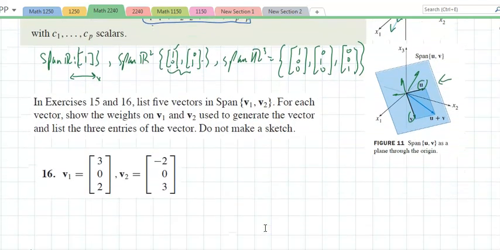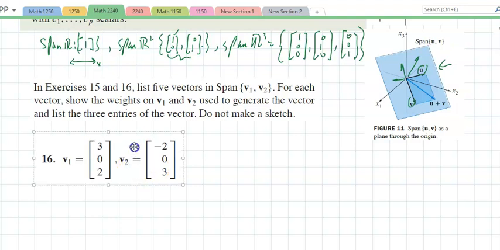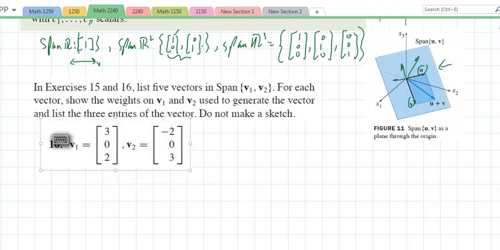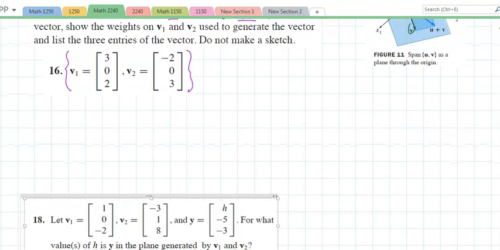Now, we're going to be playing with span for a while. We're going to build on that. Let's make sure we understand the idea. It says, list 5 vectors in the span of those two. For each vector, show the weights v1, v2, used to generate the list of the 3 entries. Do not make a sketch. Graphing turned out to be a lot more challenging than we like.